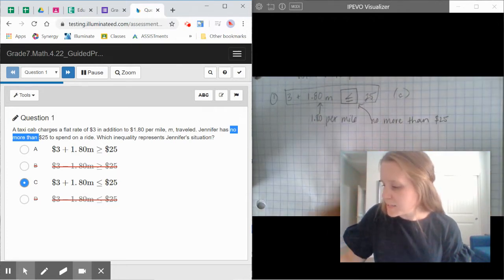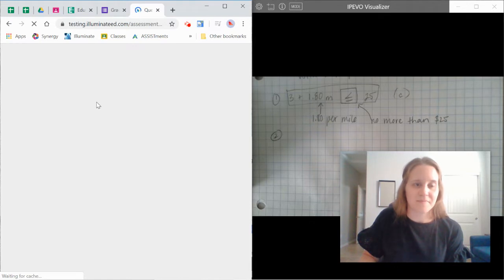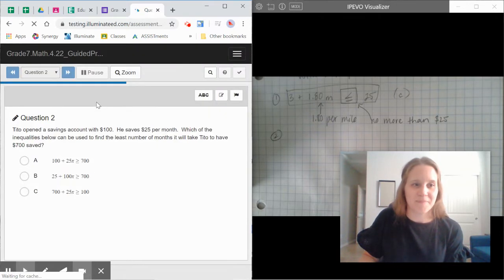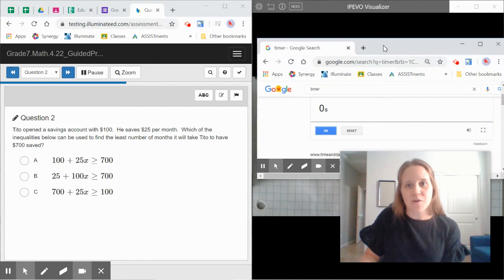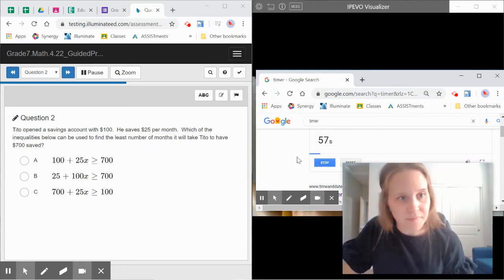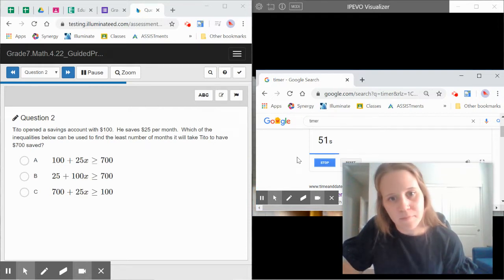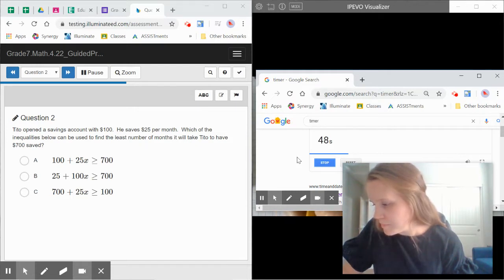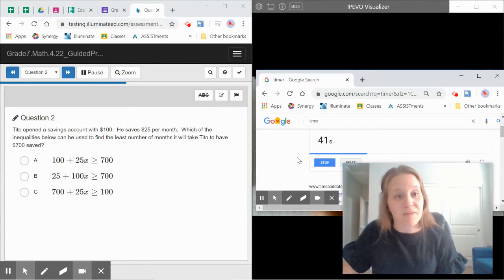All right, we are ready to move on to question 2. For question 2, same thing. You're going to read a story and you're going to select the inequality that matches it. Let's see. Yep, I'm going to give you 1 minute. Go ahead. Have you spotted that word we were talking about that means multiply or tells me about my variable term?